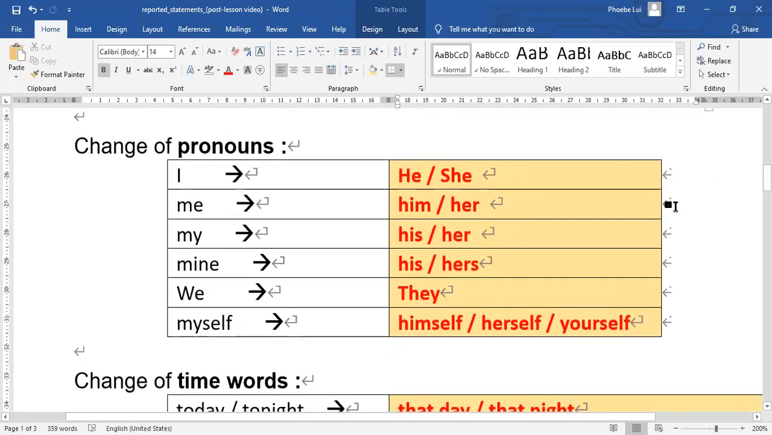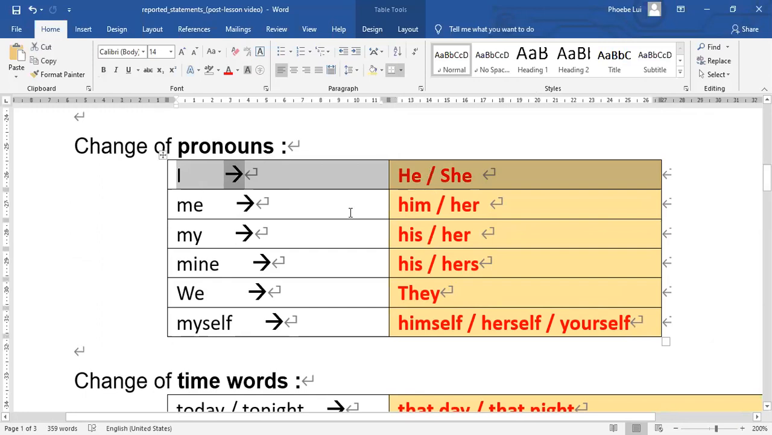The second table is about pronouns. You have to match whether this is a subject pronoun, object pronouns, possessive pronoun, or reflexive pronouns.